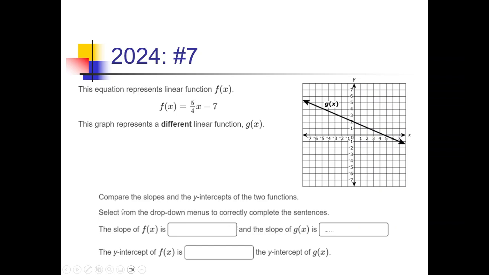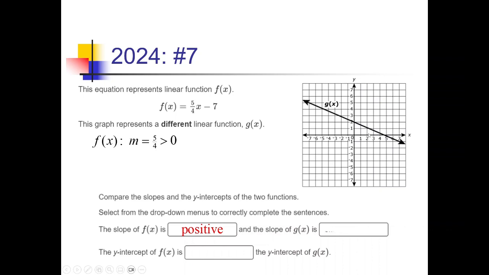So first off, they want to know if the slope of f of x, that's this function right here, is positive or negative. So the slope, since this is in y equals mx plus b form, the slope is this m value of 5 over 4. That is a positive number, greater than 0, so we'll put positive in here. Next up, the slope of g of x on this graph. Well, g of x is going down, so clearly the slope must be negative in that situation.